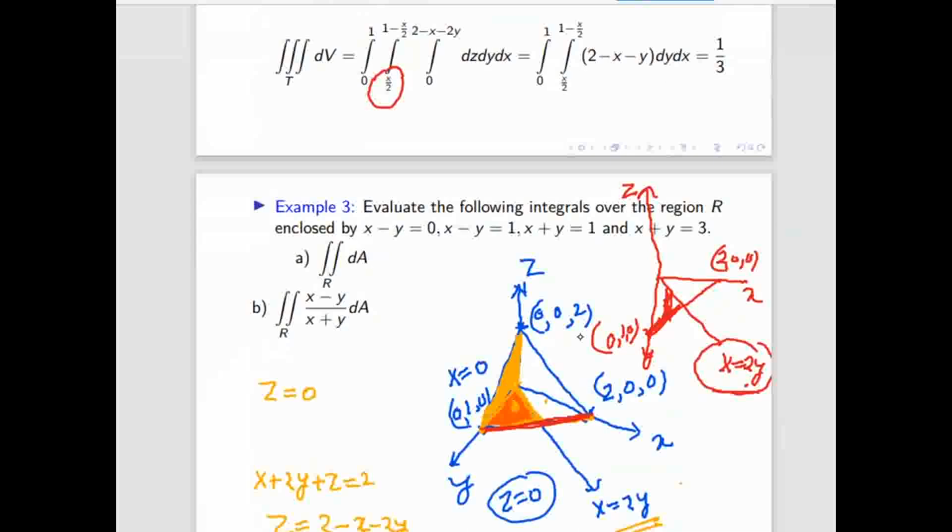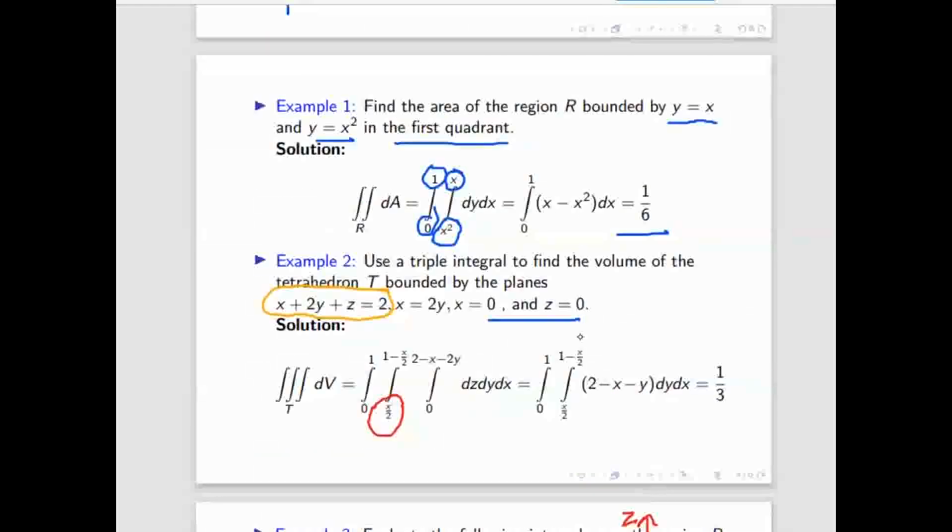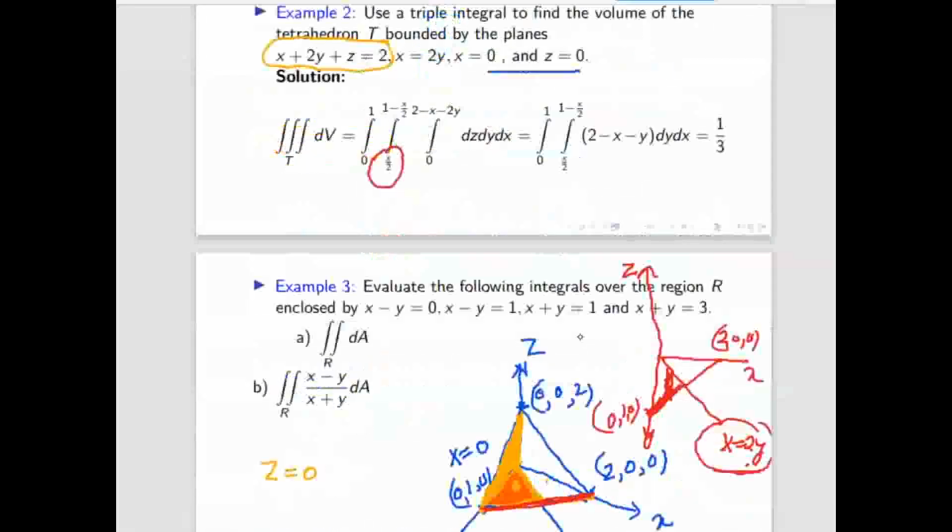At this plane, x plus 2y plus z equal to 2, on this xy plane, definitely z equal to 0, so you will get x plus 2y equal to 2. So this line equation is x plus 2y equal to 2. From here you can get the value of y is 1 minus x by 2. So that's why the limit is 1 minus x by 2, and then this strip you will move from x equal to 0 to 1. So that's why we got this limit.